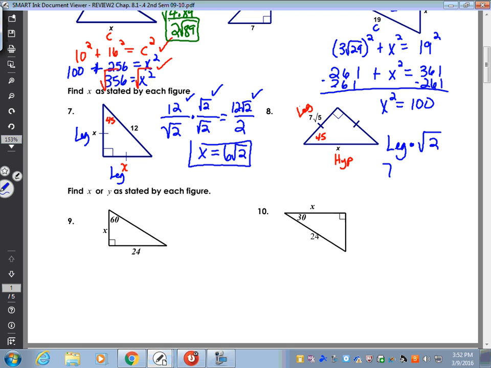So my leg was 7 square root of 5, multiplied by square root of 2. Both the 2 and the 5 are inside the radical, so these can be multiplied together. 7 square root of 10.